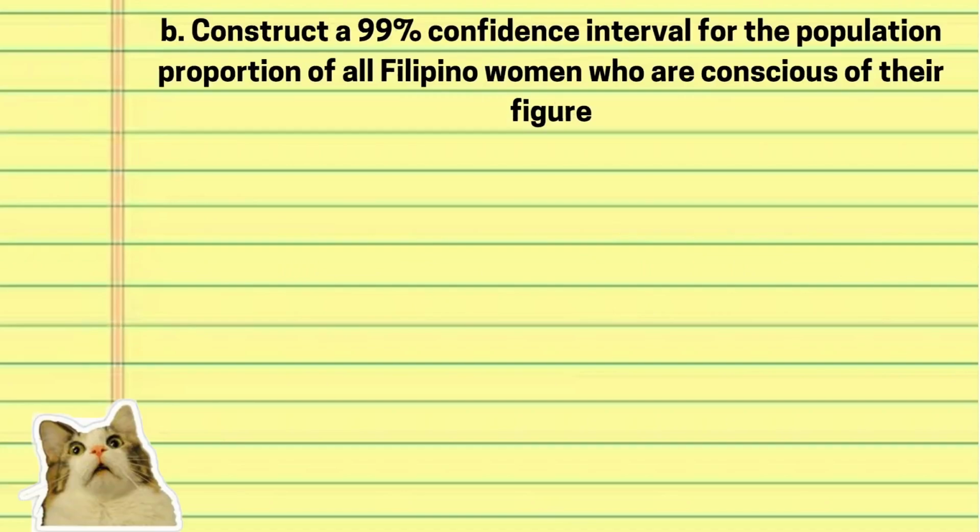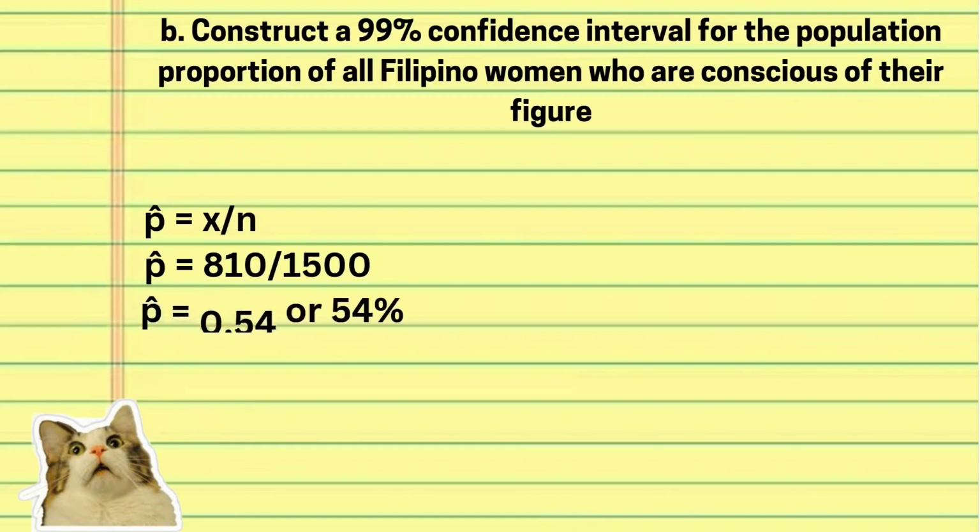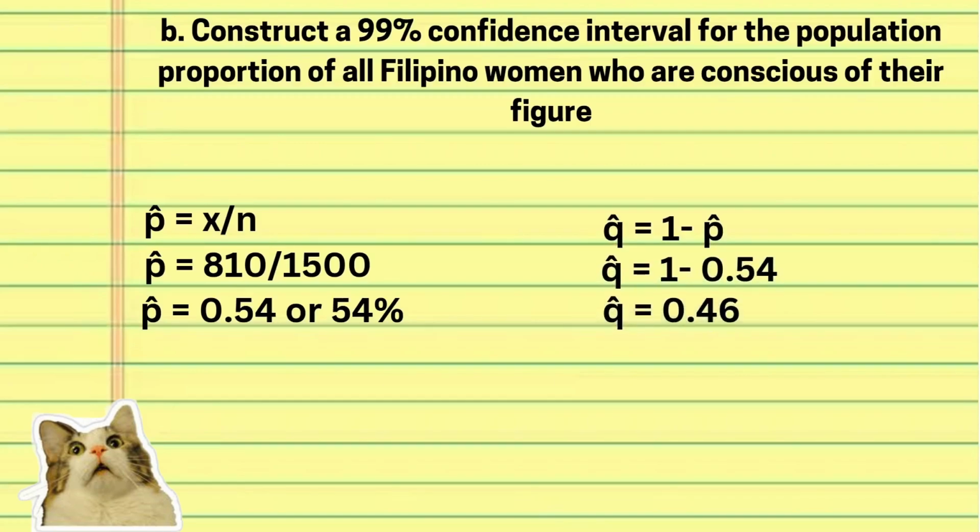Now for B, construct a 99% confidence interval for the population proportion of all Filipino women who are conscious of their figure. To calculate the sample proportion, which is x over n, the equation will go 810, which is the number of Filipino women who are conscious of their figure, over 1,500, which is the total number of women surveyed, is equal to 0.54 or 54%. And for q, 1 minus the sample proportion 0.54 is equal to 0.46.